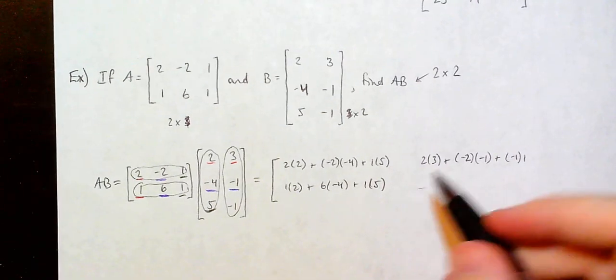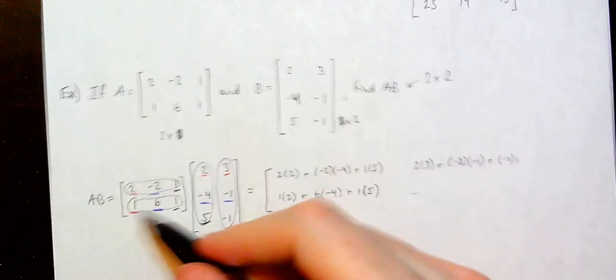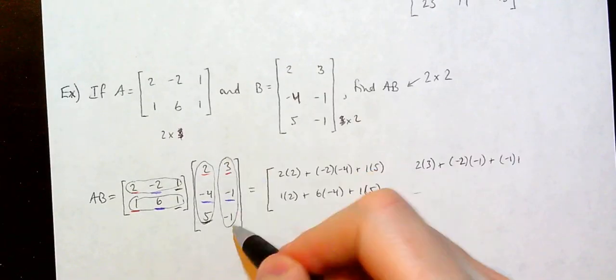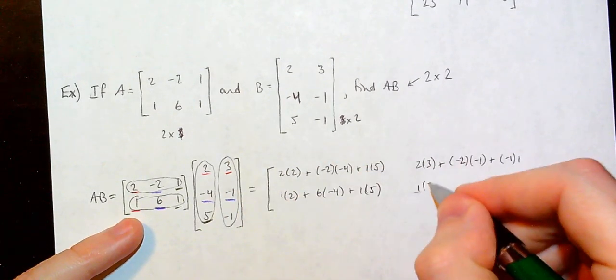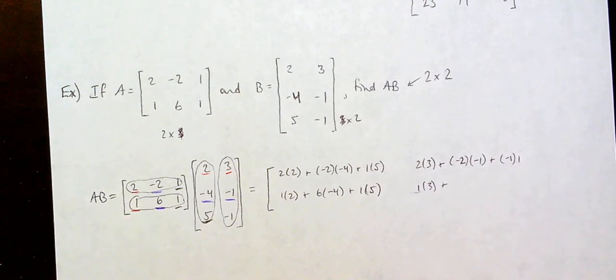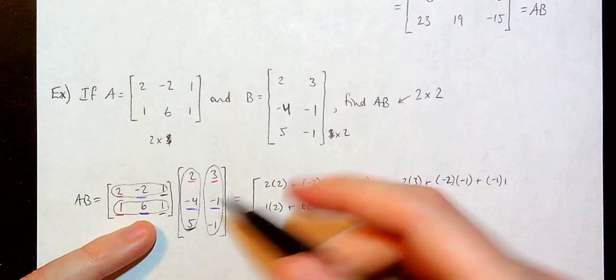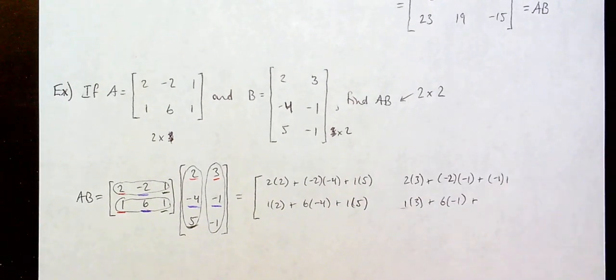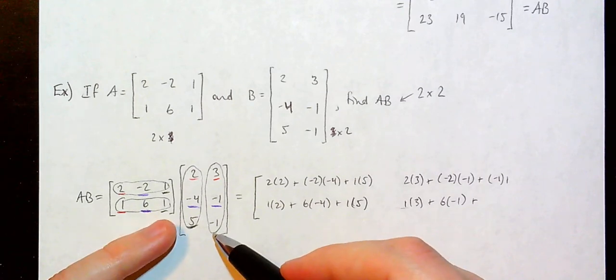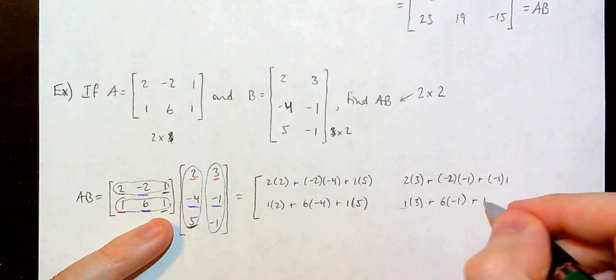And now the entry in second row, second column. Product of the firsts, 1 times 3, plus the product of the seconds, 6 times -1, plus product of the thirds, 1 times another -1.